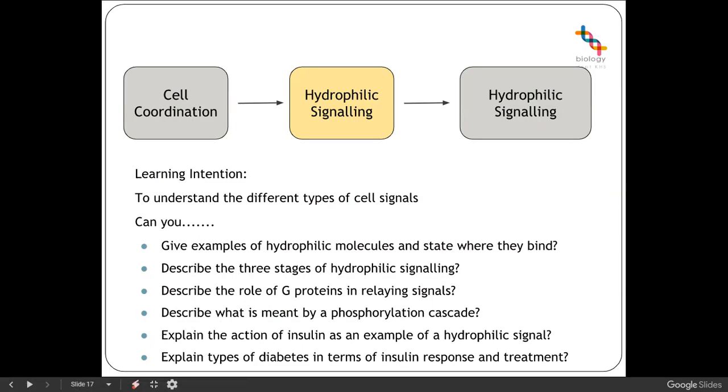So from that, you should be able to give examples of hydrophilic molecules and state where they bind. So you should know that these are peptide hormones and neurotransmitters, and that they bind to the extracellular face of the transmembrane receptor proteins. That the three stages of hydrophilic signaling are reception, transduction, and cellular response. That G proteins are able to become activated by the binding of the receptor molecules, and that they in turn activate a specific target protein.